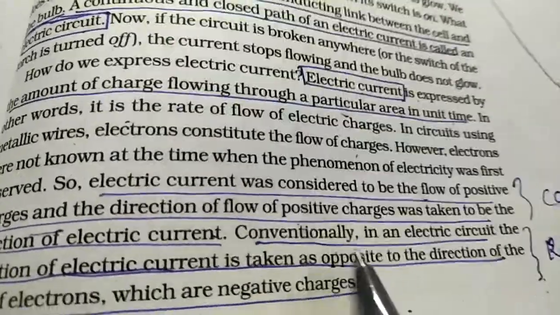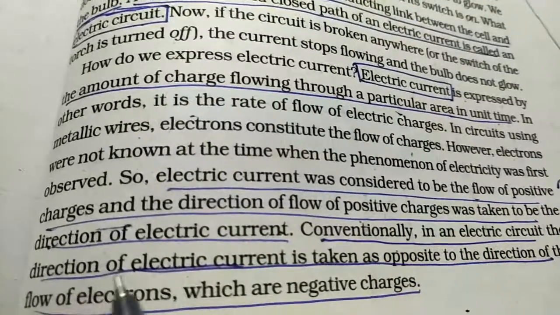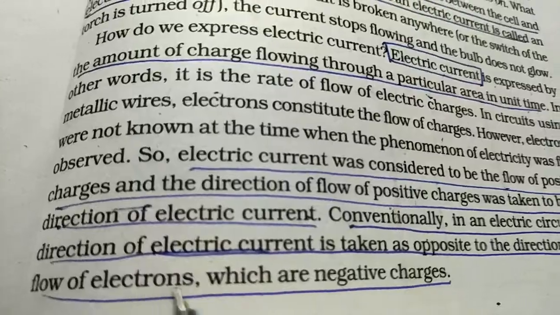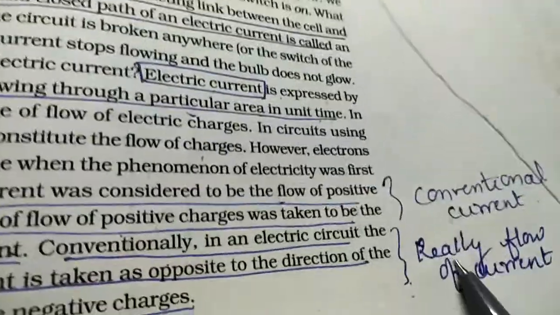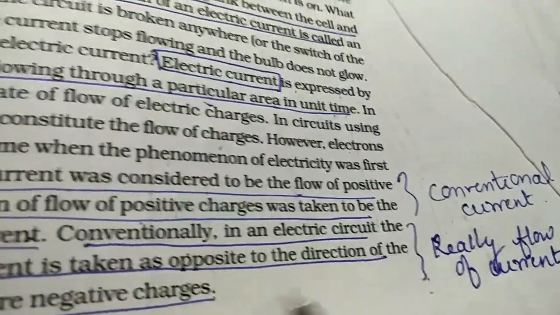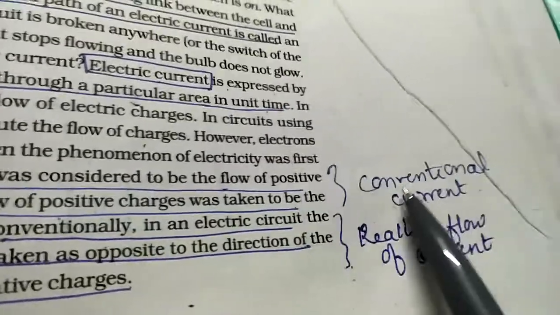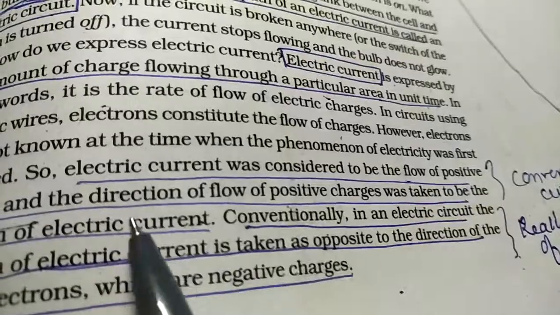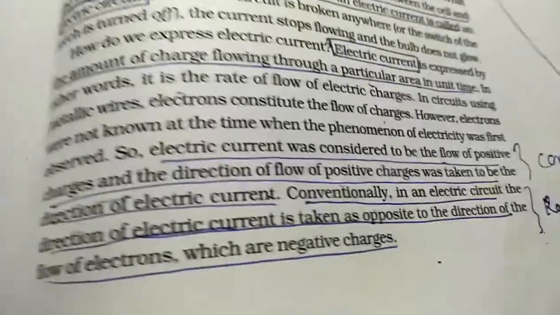But conventionally, in the electric circuit, the direction of the electric current is exactly opposite to the direction of the flow of electrons, which are negative. So really the current flow is from negative charges, but when we show the conventional current in the circuit diagram, we show it from the positive charges. As we study, it will become more clear to you. Just turn the page.